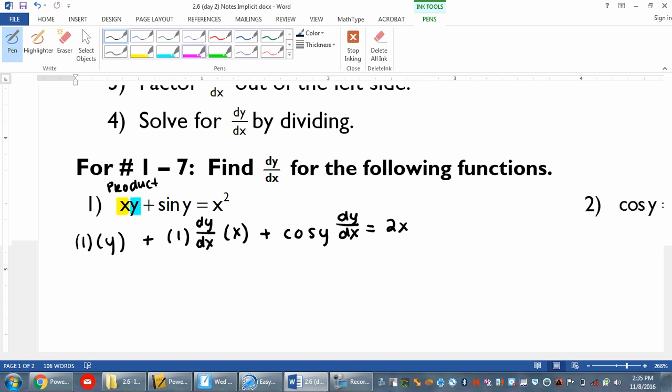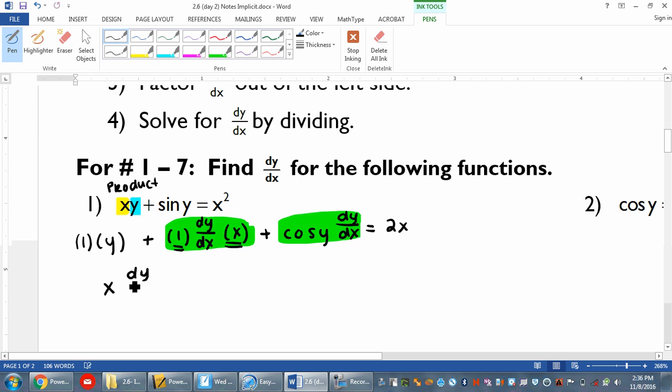All right, so what you're going to do now is collect all the terms that have dy over dx. That's what I just highlighted in green. Collect them on the left and move everything to the right. So see this y right here? Well, 1 times y is y. Move it to the right-hand side. And here, you can multiply this 1 and the x together, and move it out in front. So x times dy over dx stays, plus cosine of y, dy over dx. And then you're going to move this y over, negative y, and this positive 2x stays.